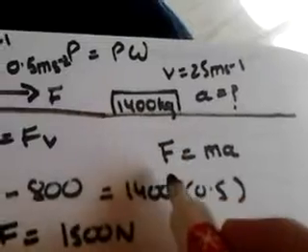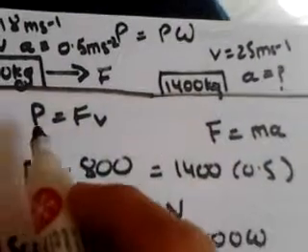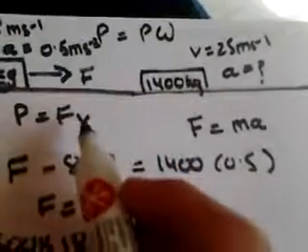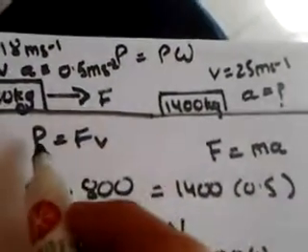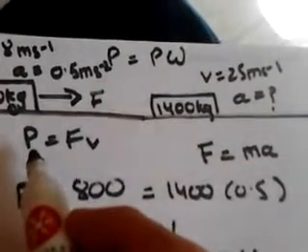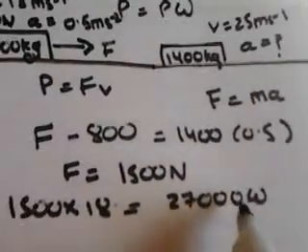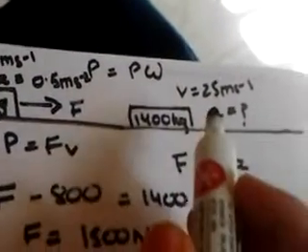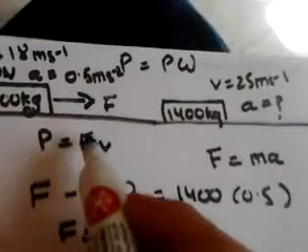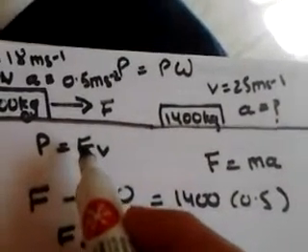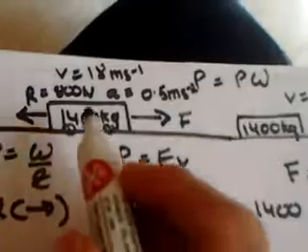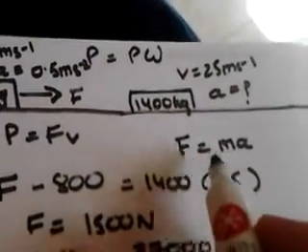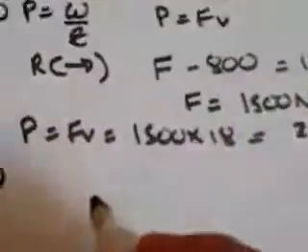How do we calculate this? We can calculate this by using power equals force times velocity. Power is constant, and that is equal to 27,000 watts. The velocity is 25, so 27,000 divided by 25 will get the driving force. From the driving force and the resistive force, we can calculate the net force, and if we divide that by the mass, we'll get the acceleration. So let's write this down.